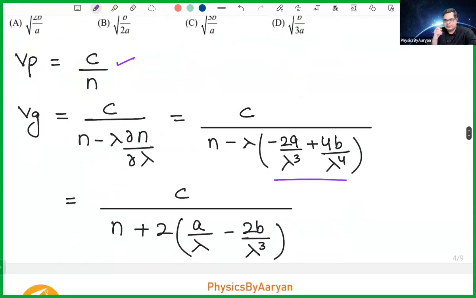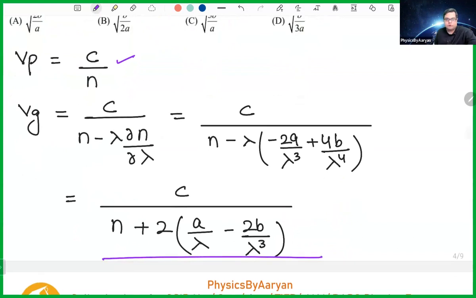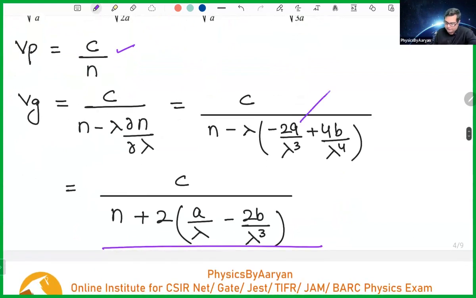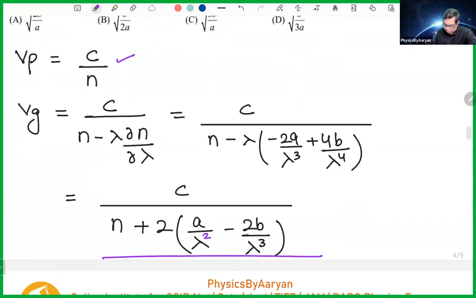Okay. So now I can take negative 2 common and multiply lambda inside. So I multiply lambda inside and take negative 2 common, and I will get this relation. You can see, if you take negative 2 common, here I will get plus and here I will get minus 2. And if I multiply lambda inside, this will be lambda square and this will be lambda cube.